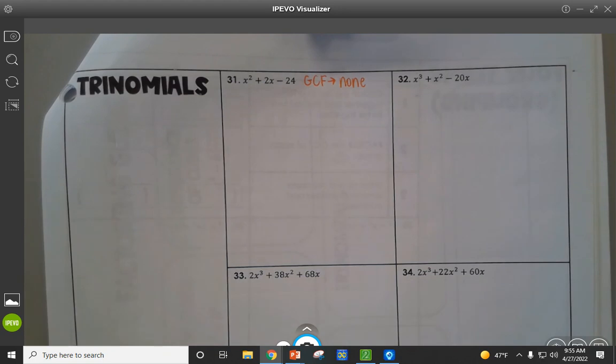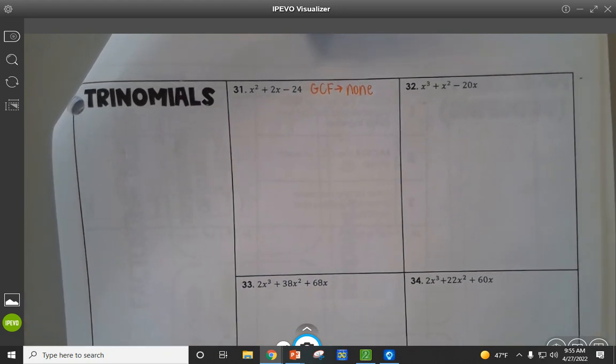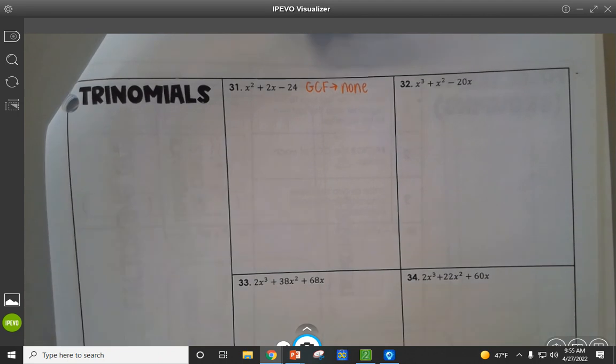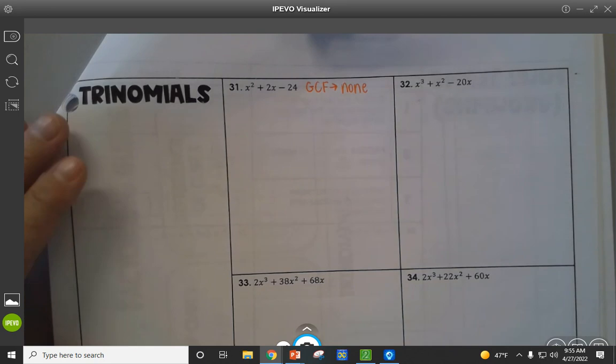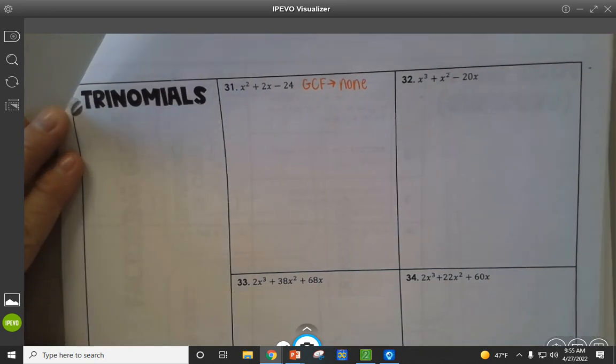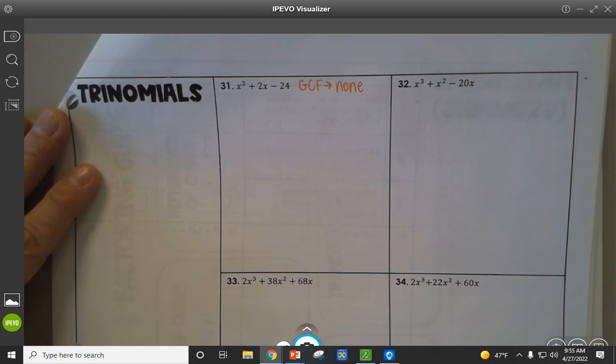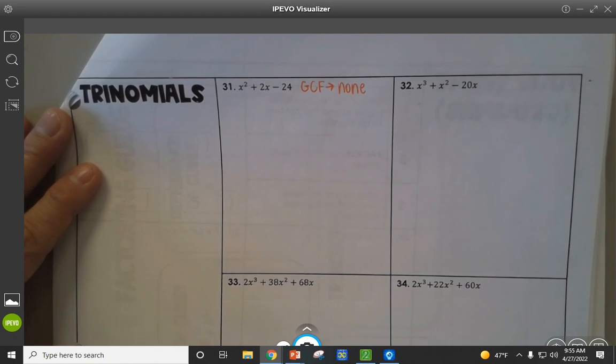All right. GCF means something they all three have in common, and they don't have anything. Does anybody remember back in Unit 5 how we factored this? Didn't we combine the like terms? We would combine like terms if there were any, but there's not any.